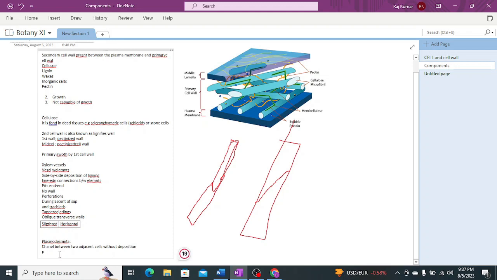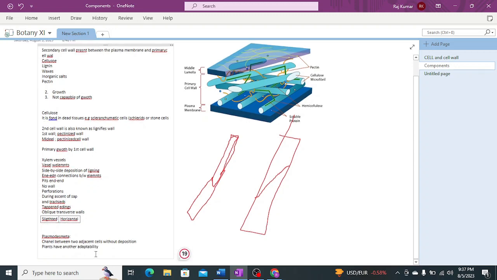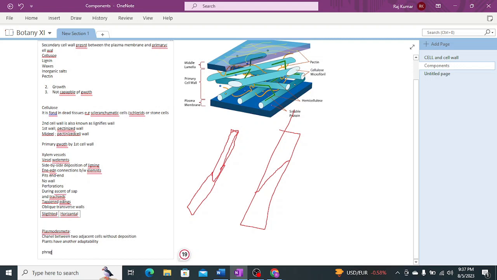For this, plants have another adaptability which we will study in our further topics, as it is the first topic. We will be keeping it quite simple. After which, we are having phragmoplast. I guess I have discussed phragmoplast previously within this video, so I don't think I need to discuss it once again.